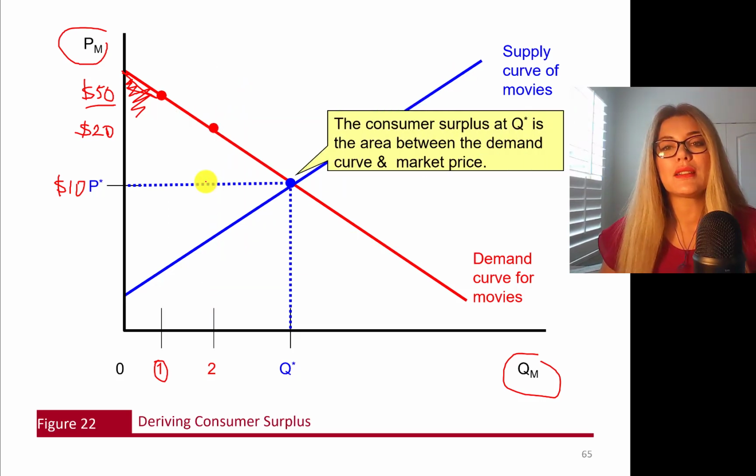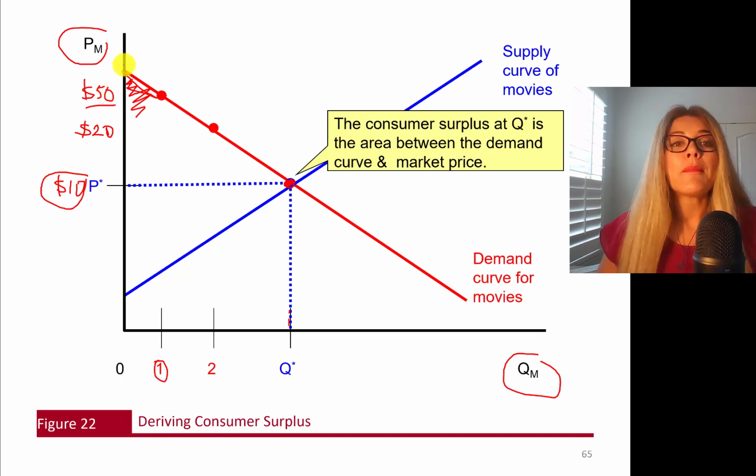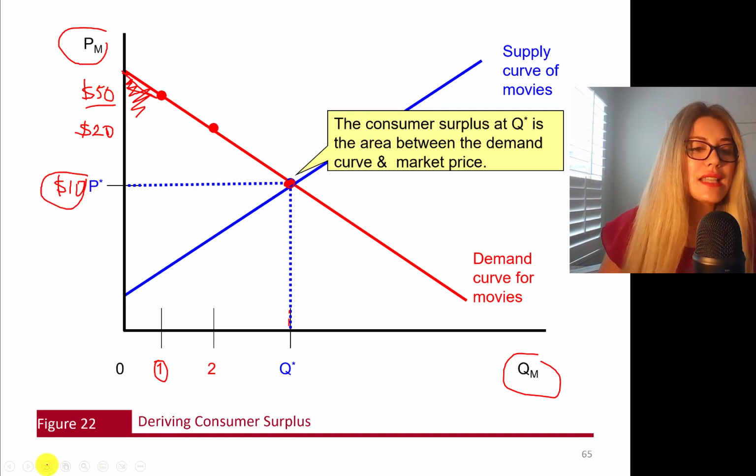The consumer surplus for the last unit, the third unit or 3 millionth unit, is 0 right here, because this person was willing to pay exactly the price. How did we find it? Start from this quantity, go hit the demand curve, boom, here. Willing to pay $10, exactly pay $10, zero consumer surplus.